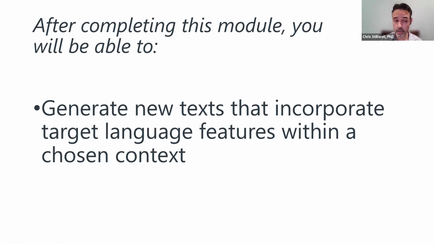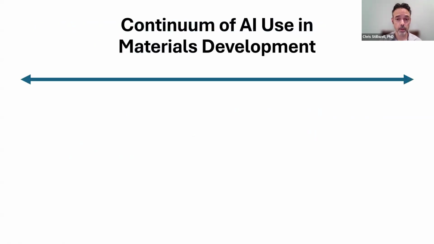And you'll be able to put all of that inside of a story or some kind of a context that is interesting to you and to the students. Now, what we're talking about here is using artificial intelligence for materials development.